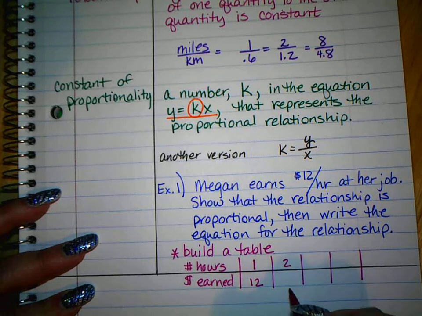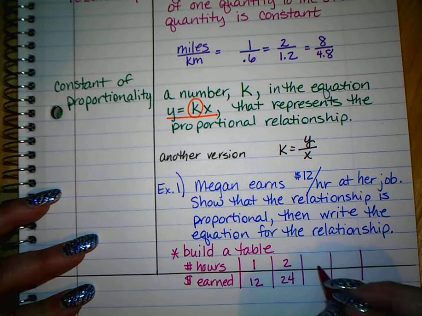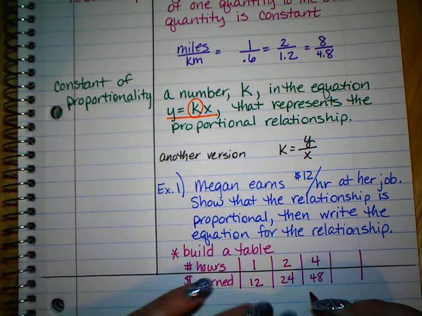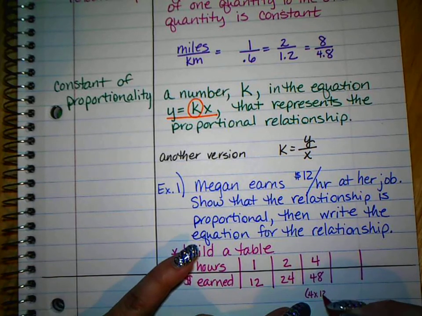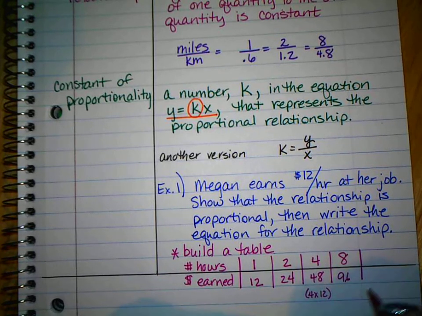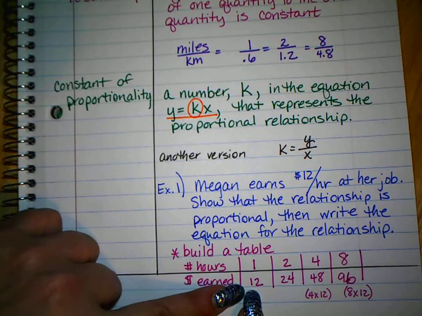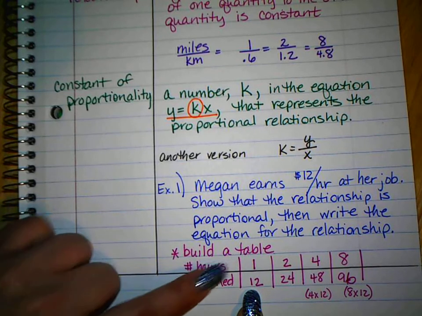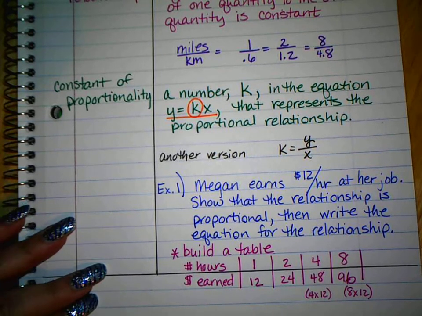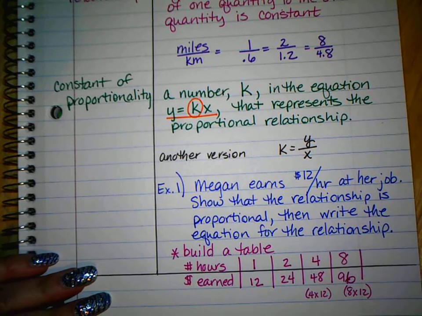If she works 2 hours, she will earn 24, or 2 times 12. 4 hours is 48, and again, that's 4 times 12 there. And 8 hours is going to be 96, where this is 8 times 12. $12 being the amount that she earns for each hour. Now there's my table. It's kind of simple to remember.